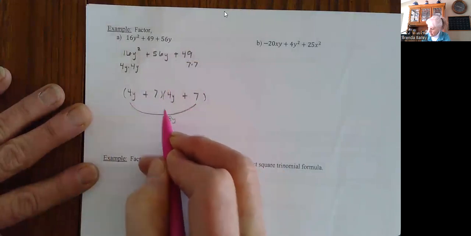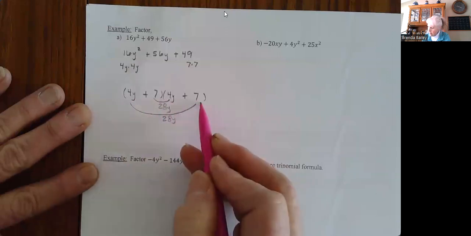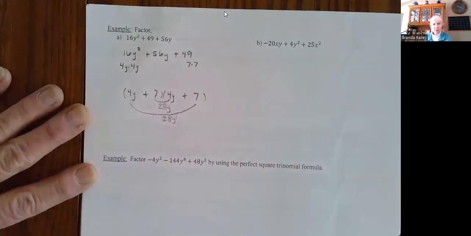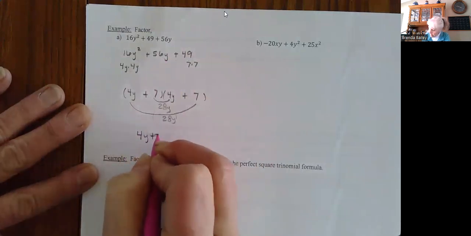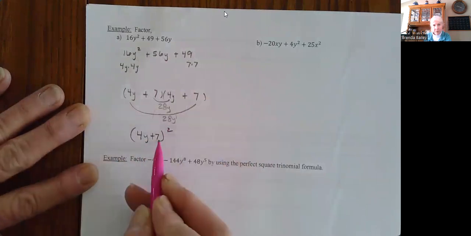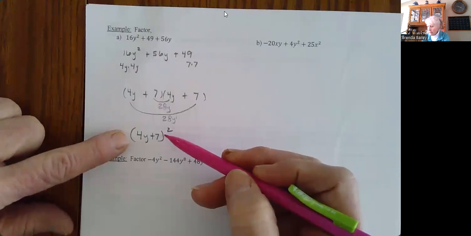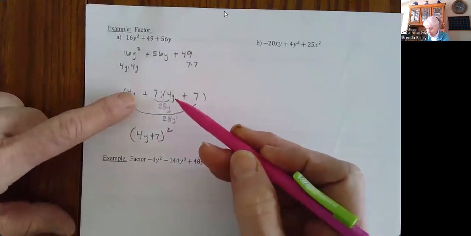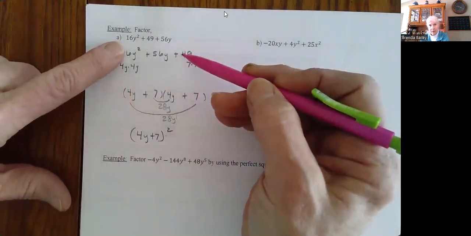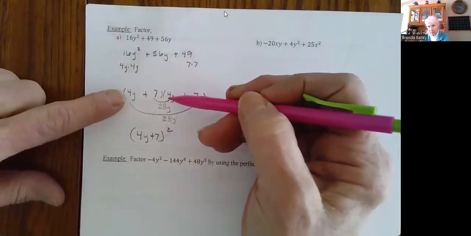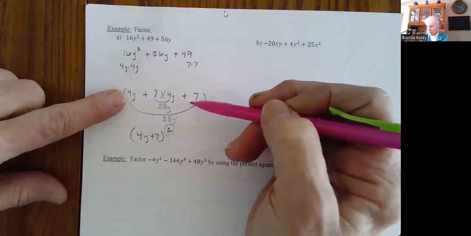28y, 28y. When you multiply and combine, you get 56y. So you're done. 4y plus 7 squared. It means you have 2 of these. Now, if I gave you this and asked you to multiply, make sure you rewrite it like this. Multiply it to get this. So again, it's a little bit of a review that if you've got a squared, rewrite it to go backwards to the polynomial.